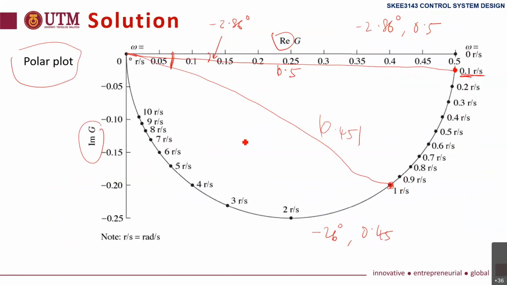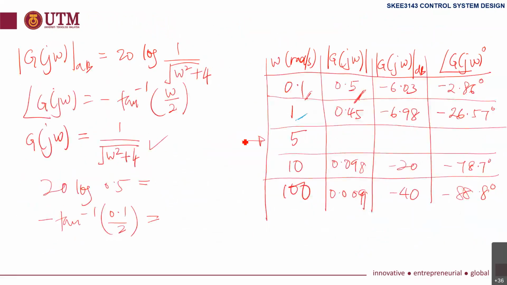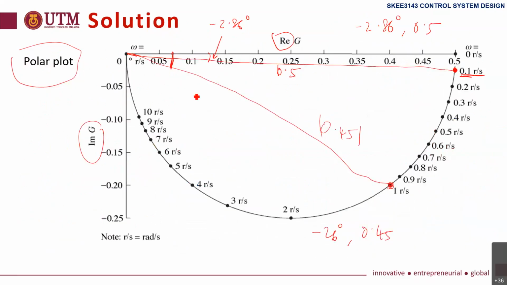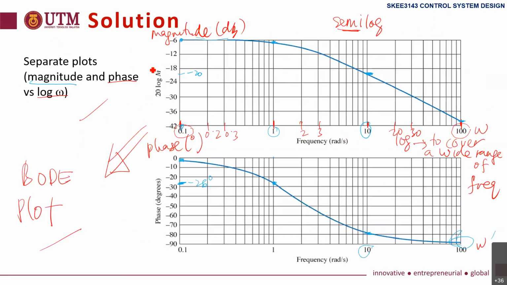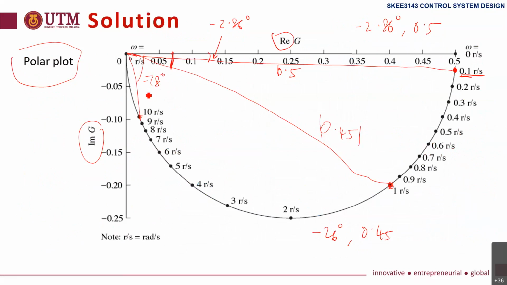Then also, at 10 radian per second, the magnitude is 0.098 and the phase is minus 78. So this point has an angle of minus 78 degrees and a length of 0.098. So we get all the data and then plot. This is called the polar plot.